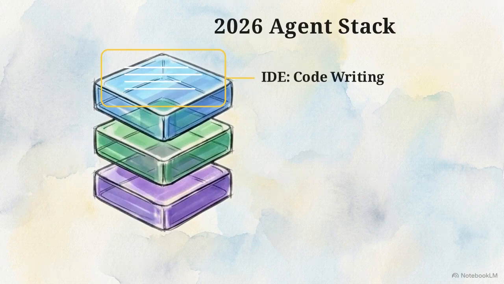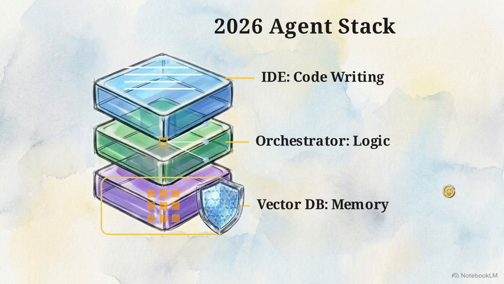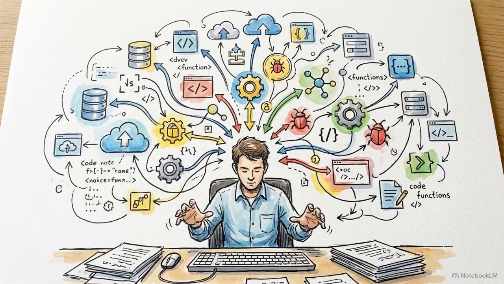The IDE layer is where you write code. The orchestrator logic engine routes tasks. Finally, the vector database stores embeddings for long-term memory, eliminating redundant API calls. Across these 3 layers, there are over 50 distinct frameworks and tools available today.